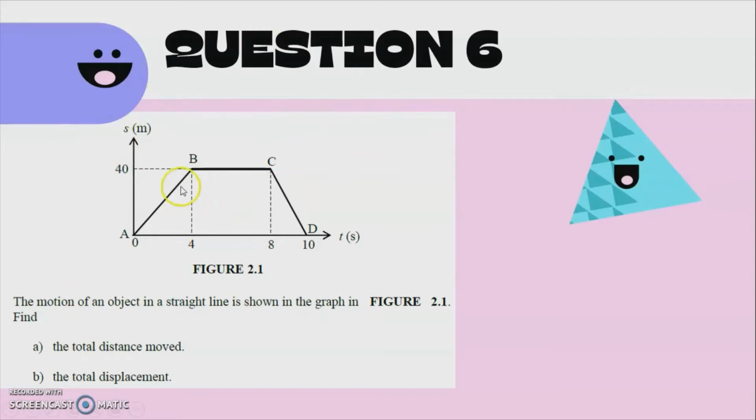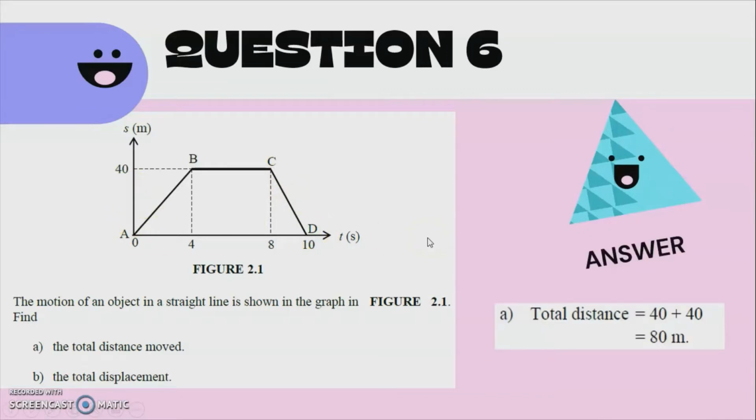Okay, graf ini dia bergerak daripada A to B sebanyak 40 meter. B ke C dia tak bergerak sebab tu graf dia constant macam ni. Alright, so 0 meter. C ke D dia patah balik ke initial position, so dia bergerak sebanyak 40 meter lagi. So untuk jawab soalan first, total distance dia 40 tambah 0 tambah 40 which is 80 meter.